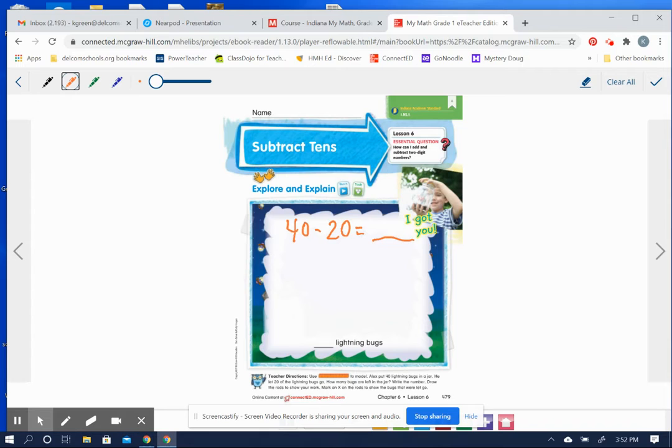Well, if we had to draw 40 lightning bugs, that would take a long time. So we're going to use the base 10 blocks, and here would be 10, 20, 30, 40. So if he had 40 lightning bugs and he let 20 of them go, 20 is the same as two tens. And so how many did he have left? Yes, he had two tens, these two tens over here left. So that would be 20. So he had 20 lightning bugs left.